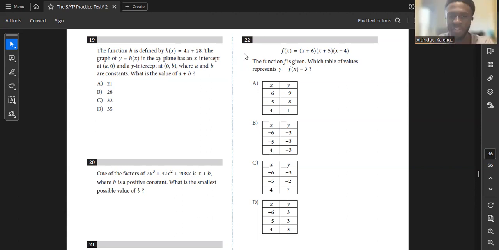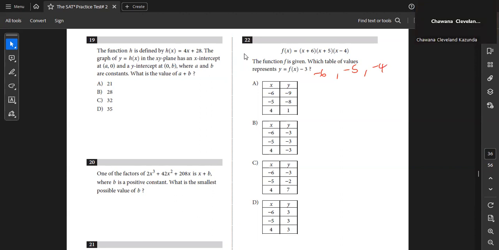Okay, so let's try. We try substituting negative 6 because we've got negative 6, we've got negative 5, and we've got negative 4. Okay, I can write a little bit better now. So when you substitute negative, sorry?